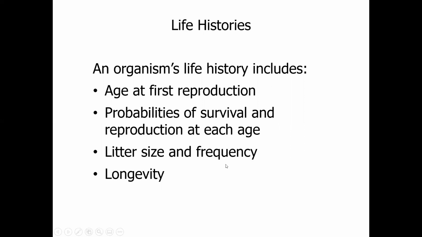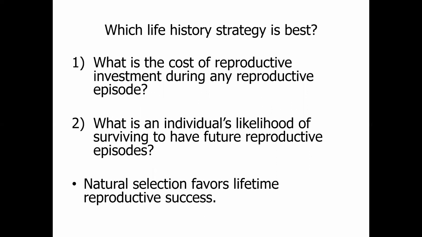Additionally, litter size and frequency. How many offspring do you actually have per batch, quote unquote? And how often do you do this? Do you do this in a giant 3-week period? Do you do it every month, every year? Lots of variability. And lastly, longevity. How long do you actually live? Some organisms only live a couple of weeks, like flies. Some organisms can live 100 years, like humans. Some organisms can live thousands of years, like trees. So longevity plays an important part as well.